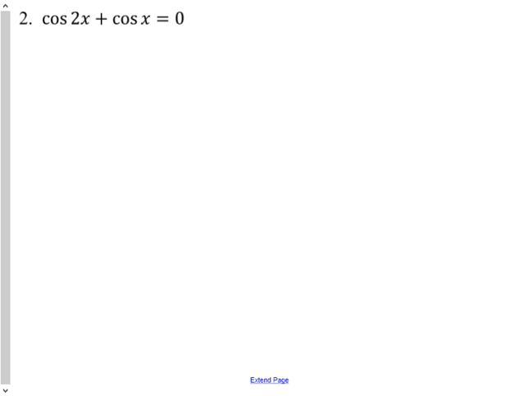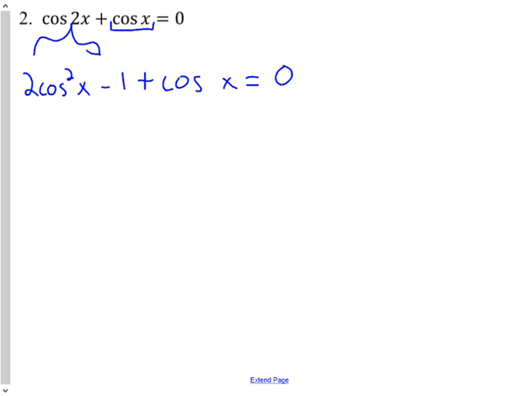Next, we've got cosine of 2x plus cosine of x is 0. Now this has a lot of flexibility in what we can substitute for. However, giving us this cosine of x tells us we want to substitute using the 2 cosine squared of x minus 1, so that we can factor and solve. Because now this looks similar to 2x squared plus x minus 1 when we rearrange this, where cosine of x is kind of the x that I was talking about. And now we can factor.